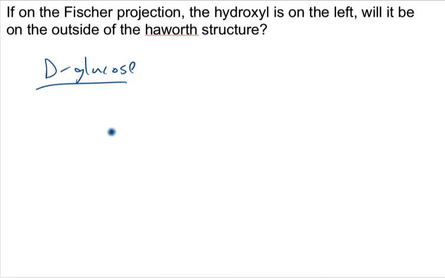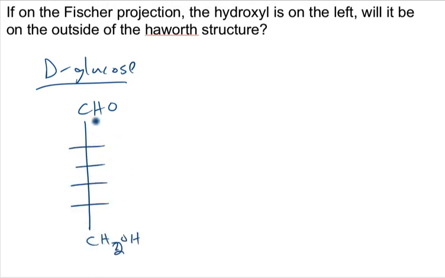Let's look at the Fischer projection for D-glucose. That's an aldehyde, shorthand or condensed structural formula for an aldehyde. Right. D-glucose is an aldohexose. Aldehyde functional group up top, and then 6 carbons, with the 4 in the middle being chiral. And the particular pattern for glucose is this. Right. D-glucose means this.